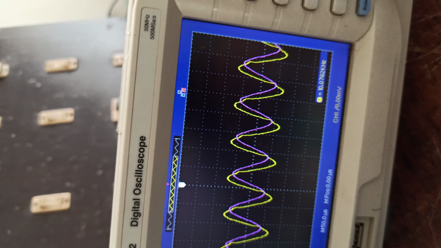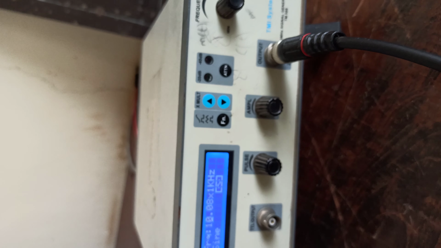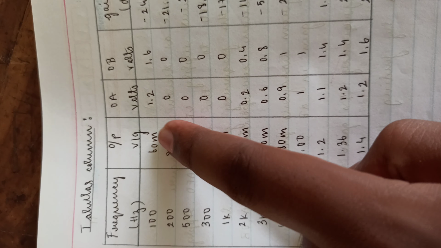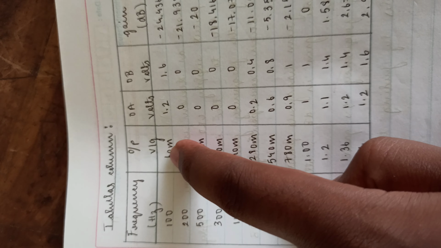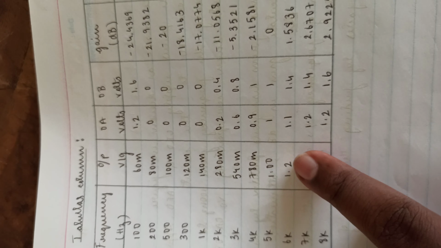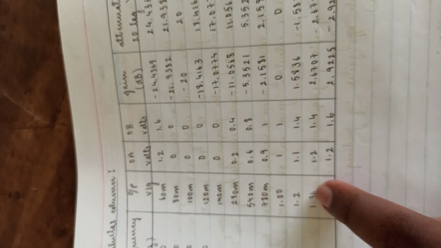So what you have to do is just increase the frequency starting from 100 Hz. Note down what the output is, like that. Keep increasing the frequency from 100 Hz to 10 kilohertz. So this is the output voltage you are supposed to get. Look here, it is 60 millivolts, like that. When it crosses 5 kilohertz, only then is its value going to increase. So this is the high pass filter.